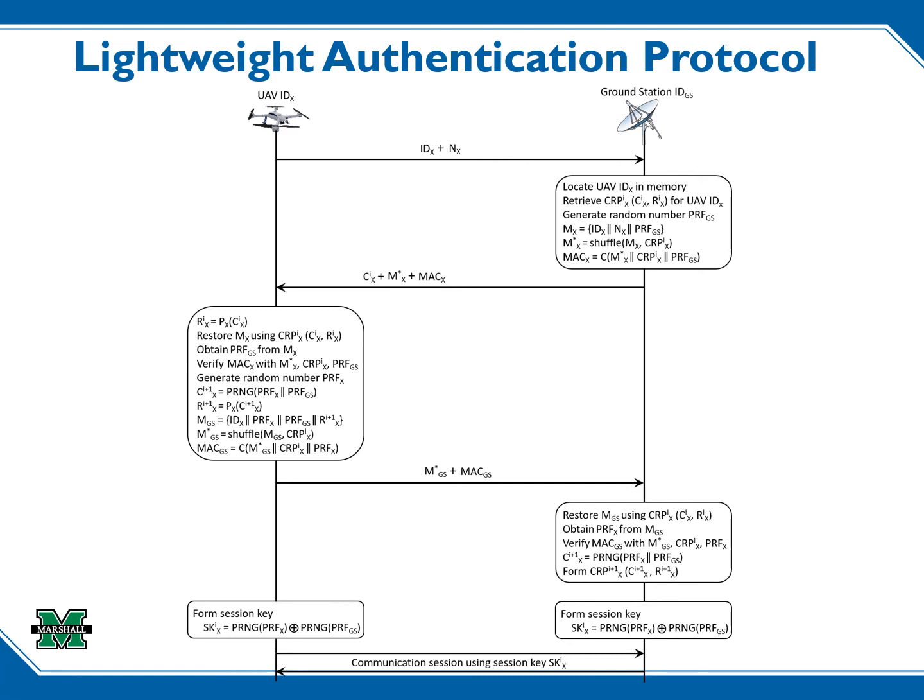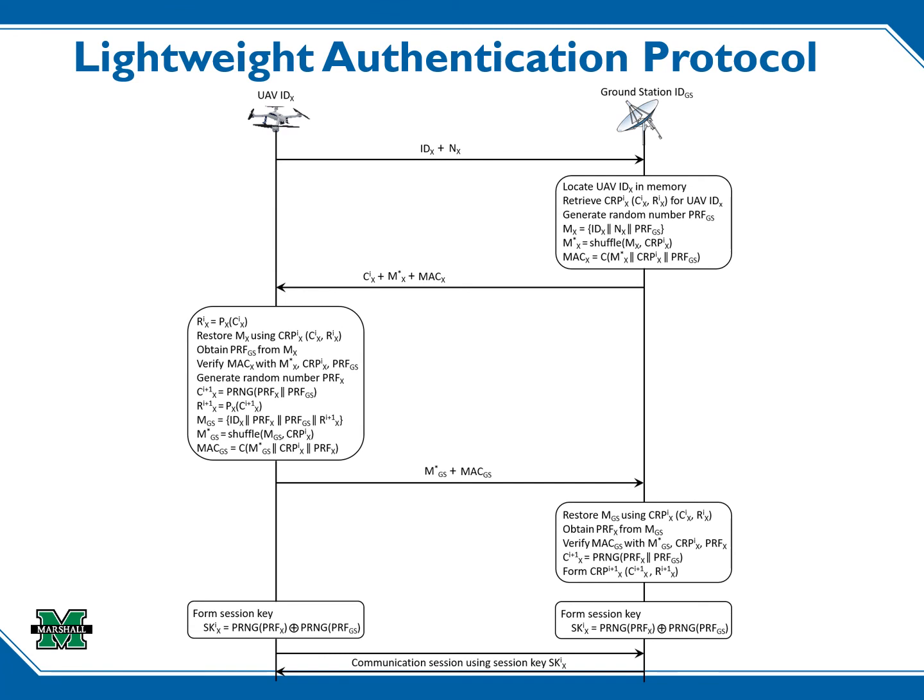From the plain text message, it will obtain the randomly generated number from the ground station and then verify the MAC that the ground station sent it with a MAC that it generates using the ciphertext, the challenge response pair, and the randomly generated number from the ground station. It will then generate its own randomly generated number referred to as PRFX. Using PRFX and PRFGS, it will create a new challenge and a new response.